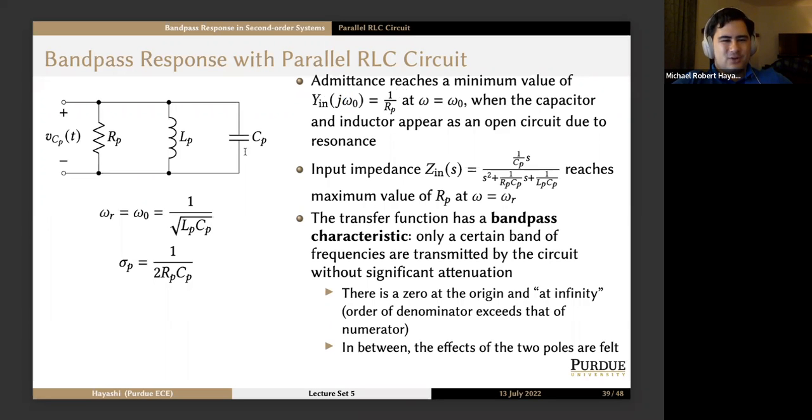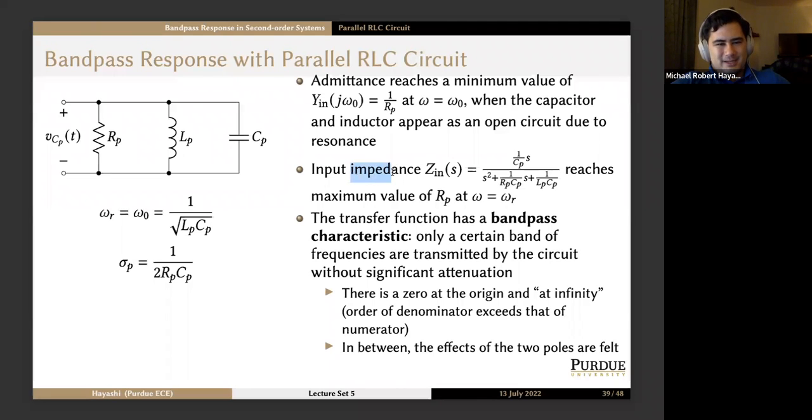The capacitor and inductor are going to appear as an open circuit due to resonance. Remember, when you're talking about inductors and capacitors in parallel, at the resonant frequency, they become an open circuit. If you have an inductor and capacitor in series, they behave like a short circuit at resonant frequency.